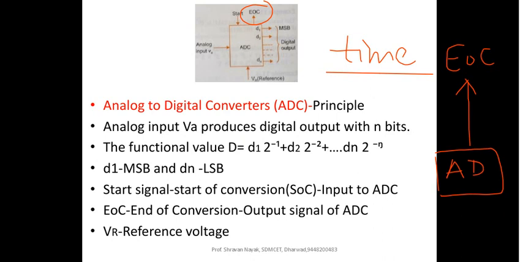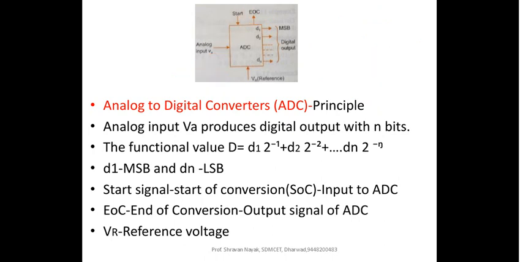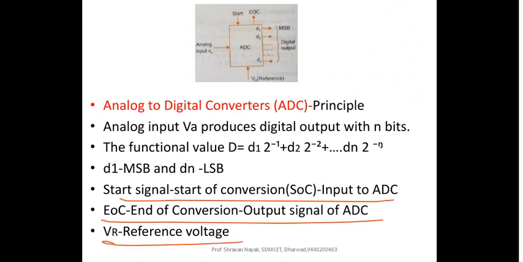Once the end of conversion signal goes out, it indicates that the ADC has completed the conversion of the analog input into its digital equivalent. That enables the other device connected to it either to send the next analog signal, or, among the different analog signals available here, to instruct your ADC to start the conversion of the next signal. So this is the meaning of the start of conversion signal and end of conversion signal. And of course, there is the reference voltage here.